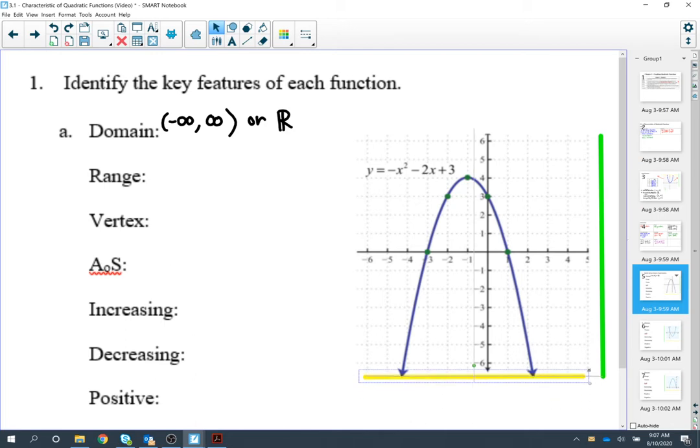So then the question is, well, how high does he go? This would be 0. This would be 1. This would be 2. This would be 3. This would be 4. Does it go to 5? No, it stops at 4. So this one goes the whole way from negative infinity up to 4.